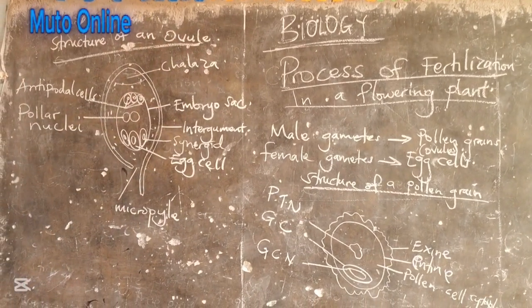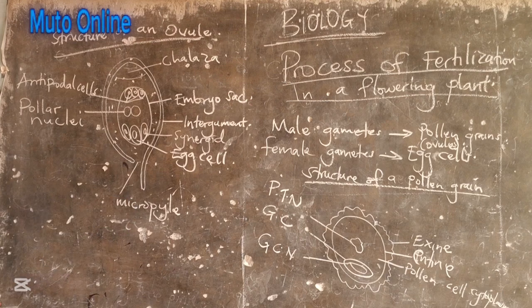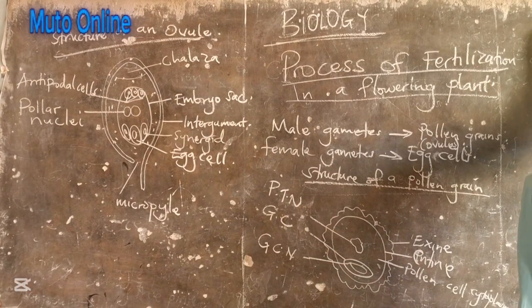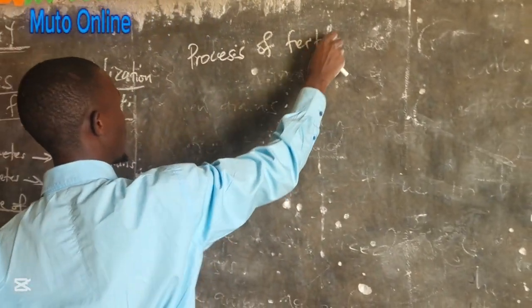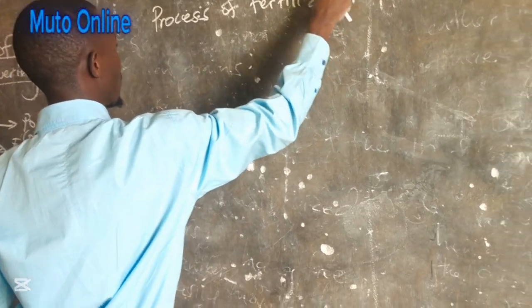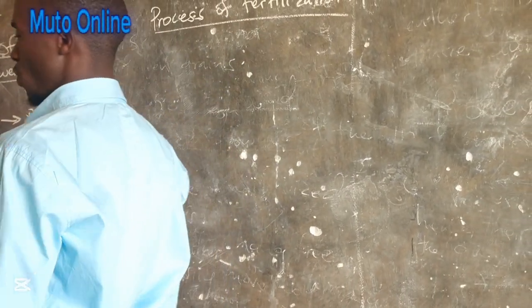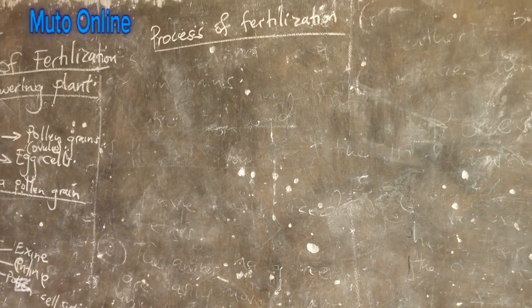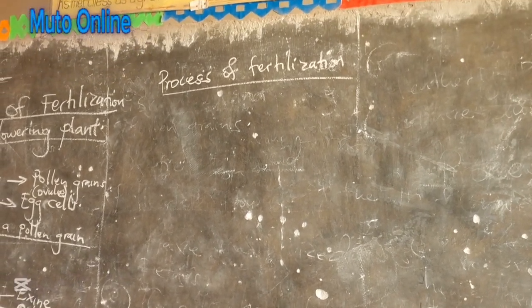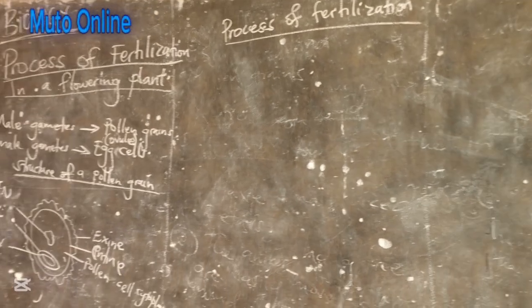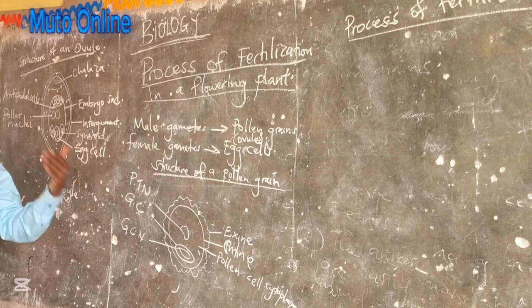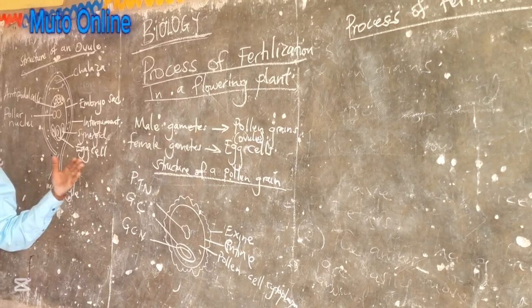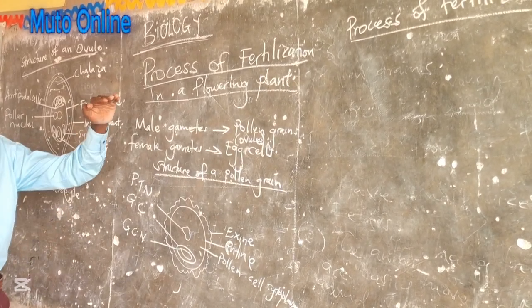Before we go into the other process, it was very crucial for us to know this. Below is the process of fertilization. We are going to look at what happens after pollination. The pollen grains have been transferred safely to a mature stigma of a flower of the same species. What happens until the fruits are formed? It is what we are talking about.